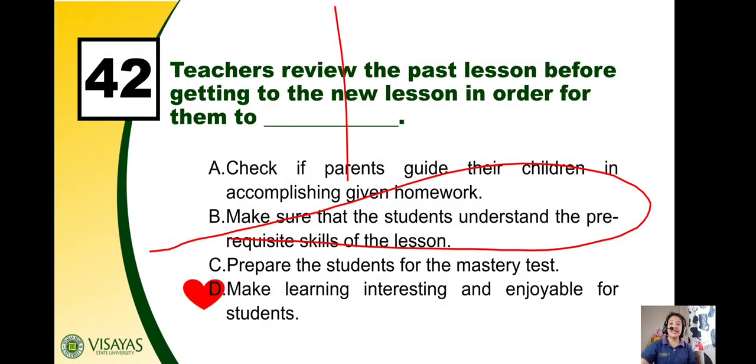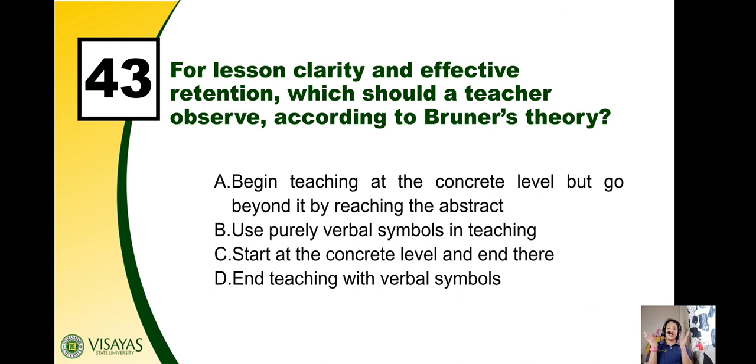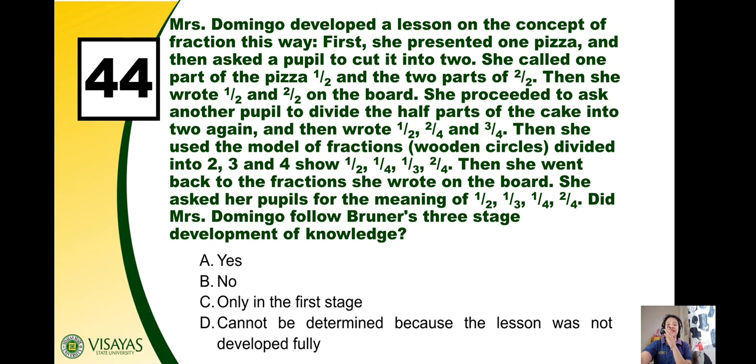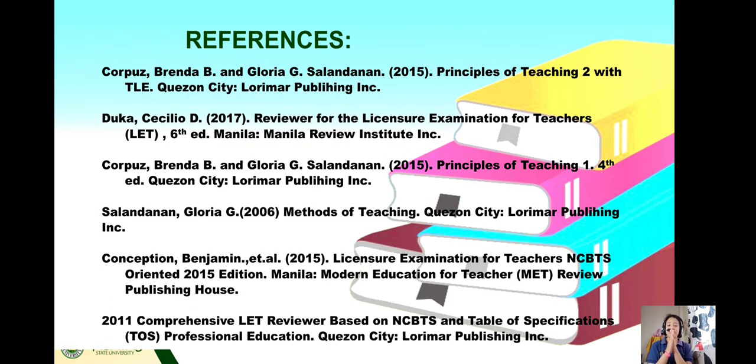Okay, let us have the next one. Last item, 43. For lesson clarity and effective retention, which should the teacher observe according to Bruner's theory? Bruner's theory is more on enactive, iconic, and then symbolic. In Bruner's theory, we always need to begin with the concrete level. So that is letter A.